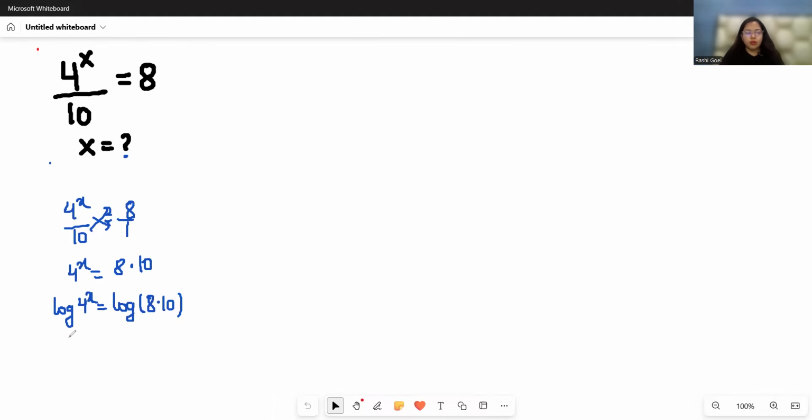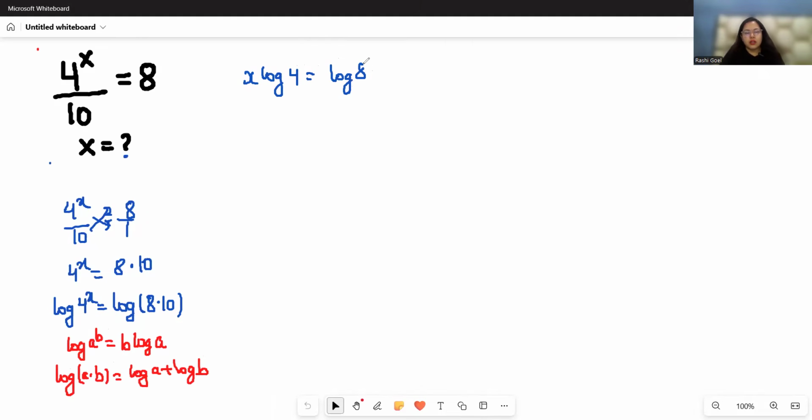Now, as per log rule, log a power b, we can write it as b log a, and log a times b, we can write it as log a plus log b. So, x log 4 equal log 8 plus log 10.